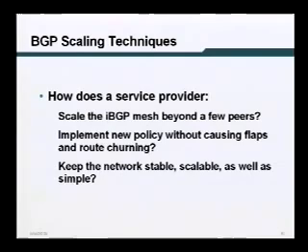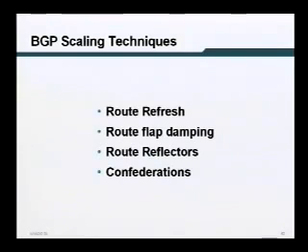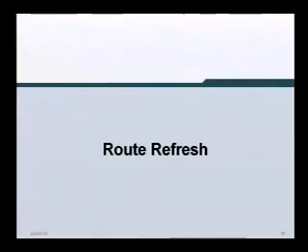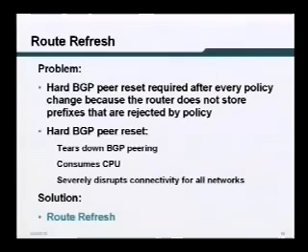I talked a little bit about this when I mentioned communities and how we found great use of them way back when they were first introduced. Well, there are ways now that BGP implementations have to implement new policy without tearing down the whole session. And of course, how do you go about keeping the network stable, scalable, as well as simple? So we've got these 4 techniques which we're going to have a look at. First one is route refresh, which I just mentioned. The problem is basically this.